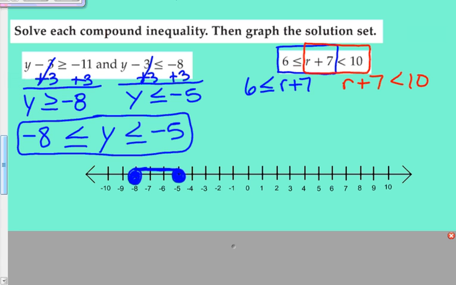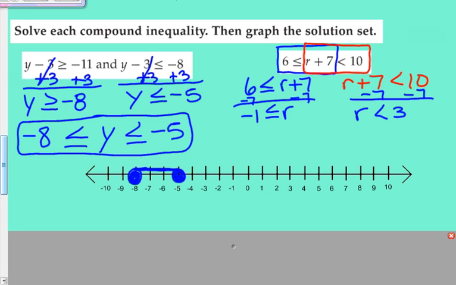So if you'll stop and look at this, the middle part, r plus 7, is in both problems. The less than 10 is in one, and then the 6 less than or equal to is on the other side. Now you'll solve each one. Subtract 7, we'll have negative 1 less than or equal to r. Subtract 7, and we will have r is less than 3. There, we're finished.